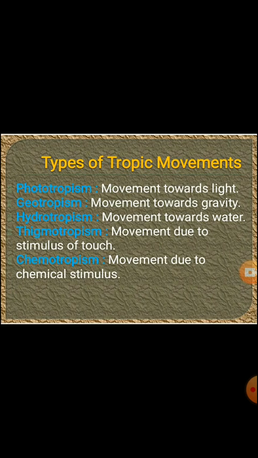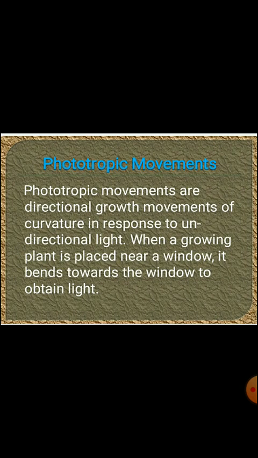So there are the following five types of tropic movements. First is phototropism, movement towards light. Geotropism, movement towards gravity. Hydrotropism, movement towards water. Thigmotropism, movement due to stimulus of touch. Chemotropism, movement due to chemical stimulus. Okay, let's see what is phototropic movement.